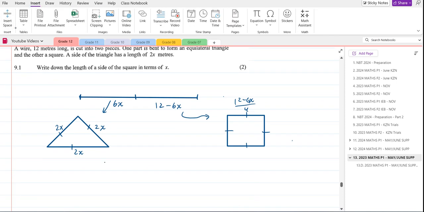Therefore, the length is equal to 12 minus 6x divided by 4. So 12 divided by 4 is 3, minus 6 divided by 4 is basically 3 over 2 x. So I split up each one. Alright, I hope you guys understood that.